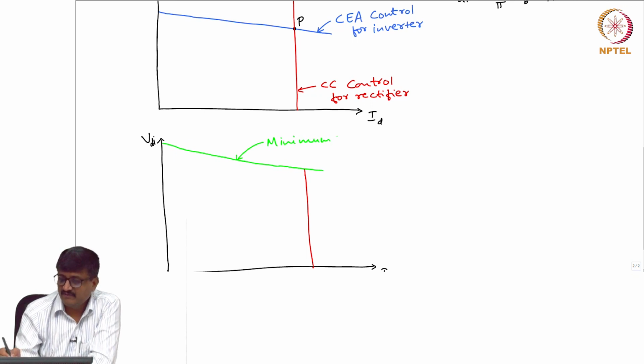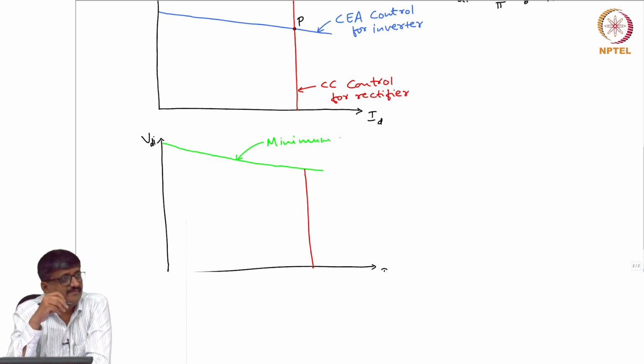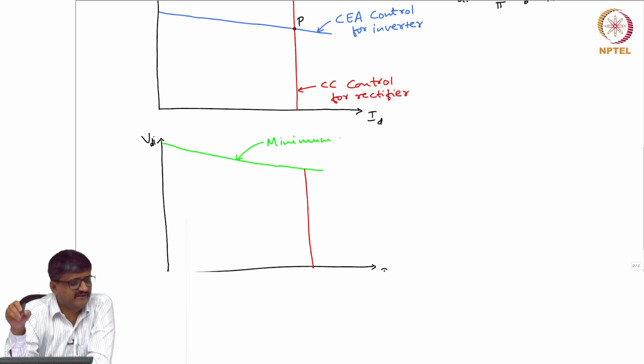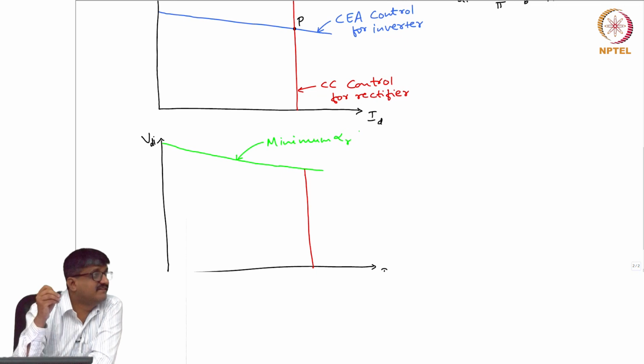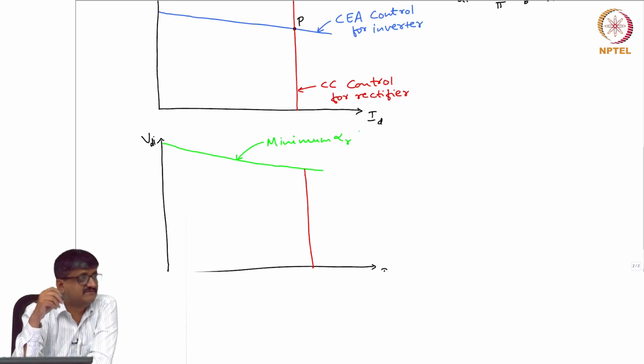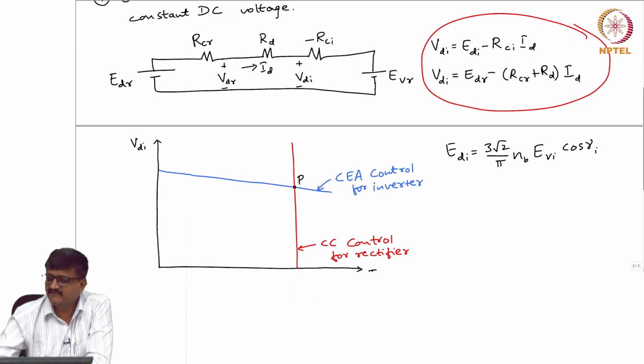Minus? No, you are talking about per unit, is it? You are talking about per unit. Here I have not actually normalized. I am taking the quantities as it is. Yes? RCR plus RD. Look at this equation. See, go back to this equation. Okay, it is RCR plus RD.